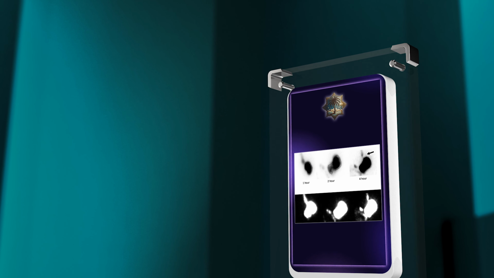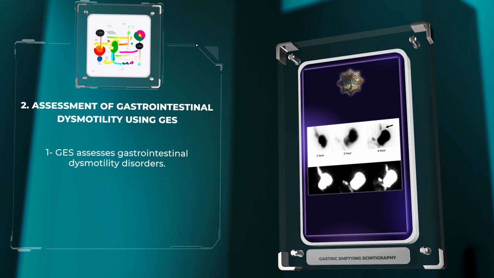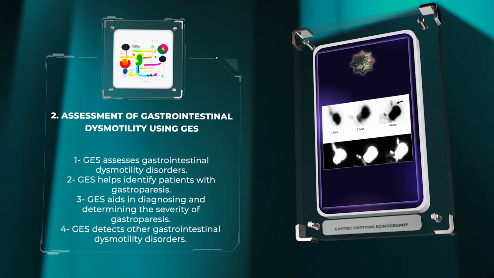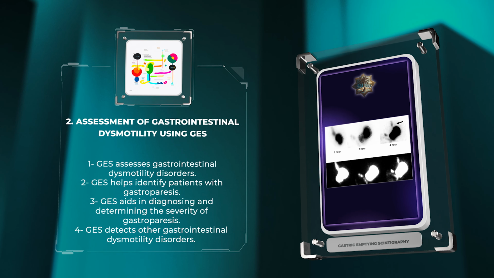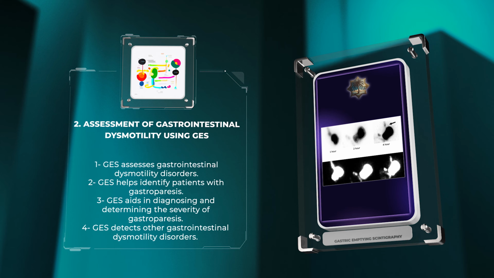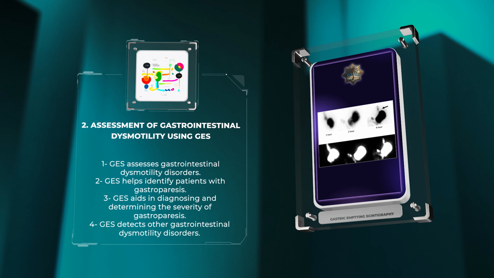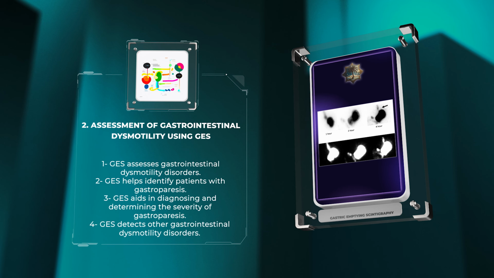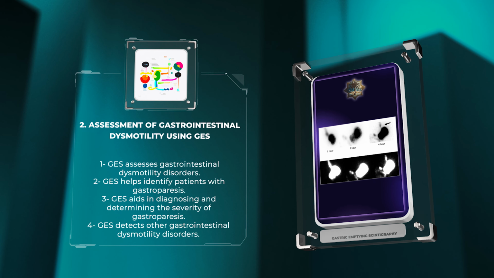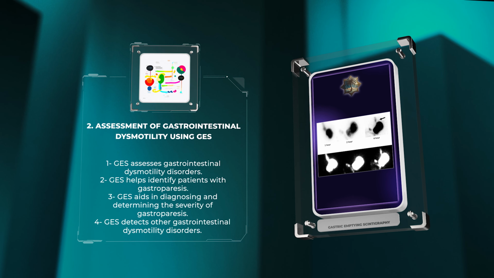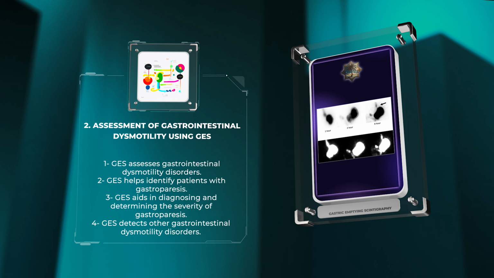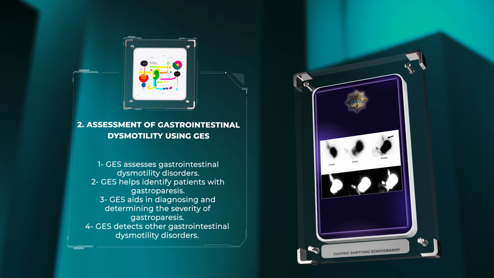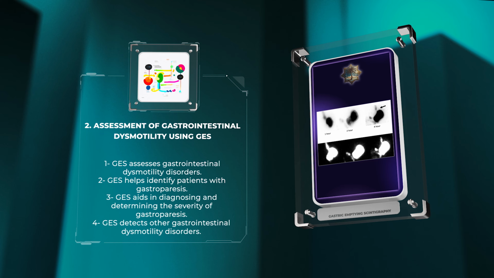GES serves as a valuable tool for assessing various gastrointestinal dysmotility disorders. By analyzing gastric emptying patterns, it can help identify patients with gastroparesis, a condition characterized by delayed gastric emptying. Gastroparesis is commonly associated with symptoms such as early satiety, nausea, and vomiting. GES aids in diagnosing and determining the severity of gastroparesis, guiding treatment strategies and improving patient outcomes.